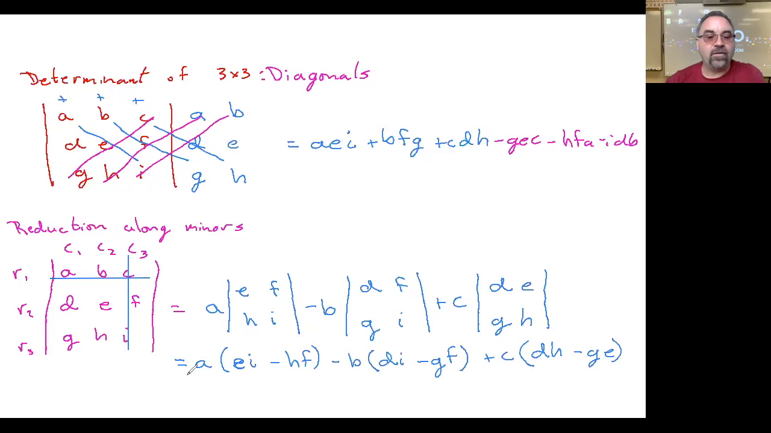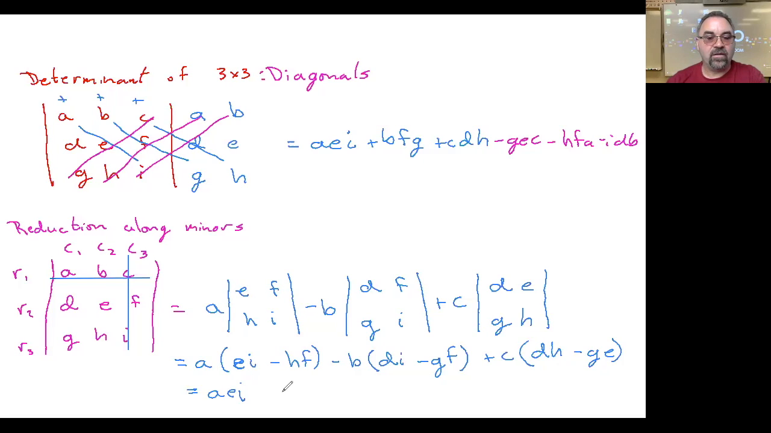And sure enough, if you distribute each of those coefficients, you get A, E, oops. Uh-oh. Whoa. My computer just did something weird right there.